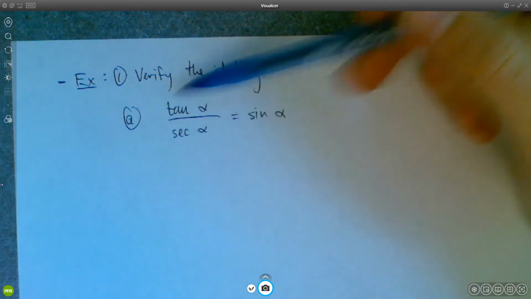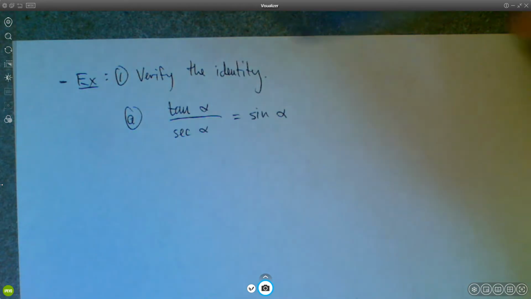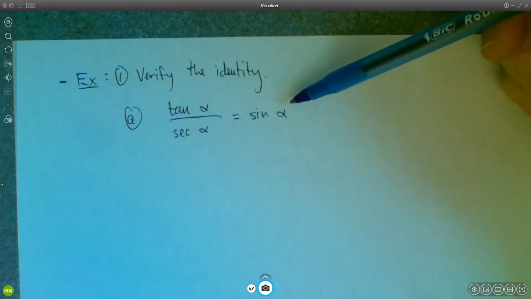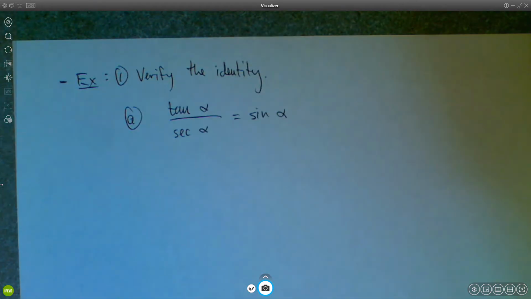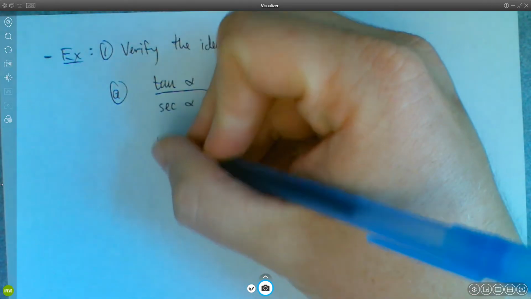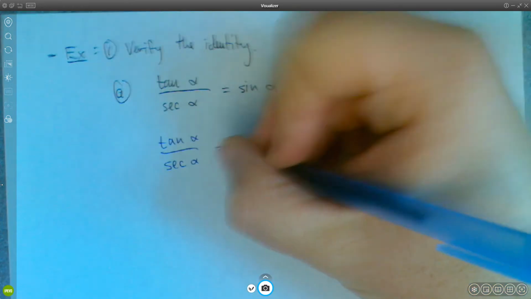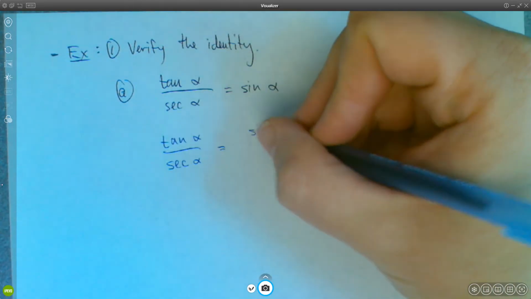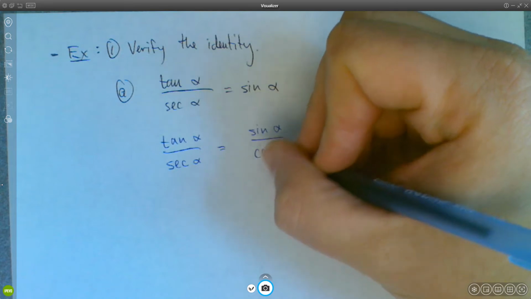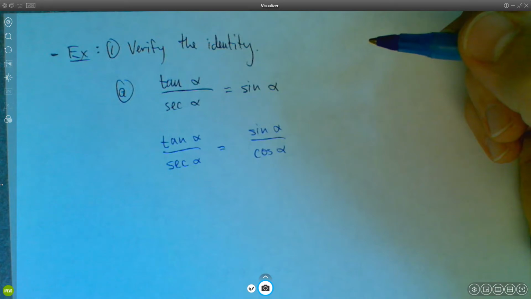First of all, I noticed that the left-hand side is more complicated than the right-hand side. Not too much more complicated, but slightly more. The right-hand side of the equation is just a sine function. So that tells me if I rewrite these things in terms of sines and cosines, I might be able to get a sine out of this. So let's see. I'm going to start with the tangent alpha over secant alpha, and let's rewrite it in terms of sines and cosines. So tangent is sine over cosine, and secant is 1 over cosine.